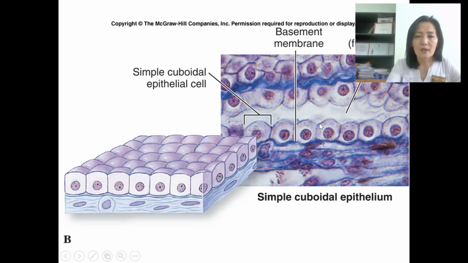Next one. This one is simple cuboidal epithelium. Why simple? Because it consists of a single layer of cells. This part is the basement membrane. This is the lumen. This part is connective tissue. And these are cuboidal cells, cube-like cells. That's why cuboidal epithelium, simple because it consists of a single layer of cells.